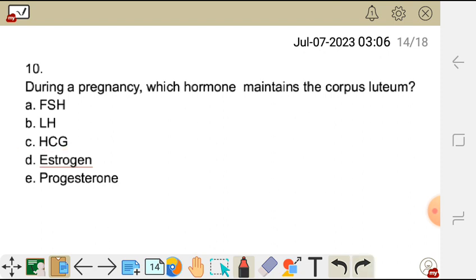HCG, human chorionic gonadotropin, is responsible for maintenance of the corpus luteum. It also stimulates it to release progesterone, which helps in maintenance of pregnancy. So the correct answer for question 10 is HCG, which is C. This one helps to maintain the corpus luteum.